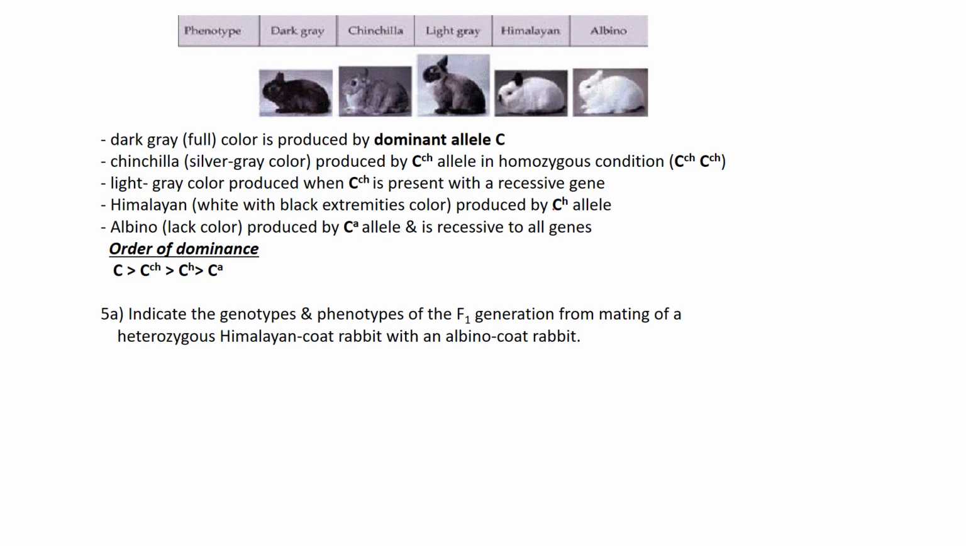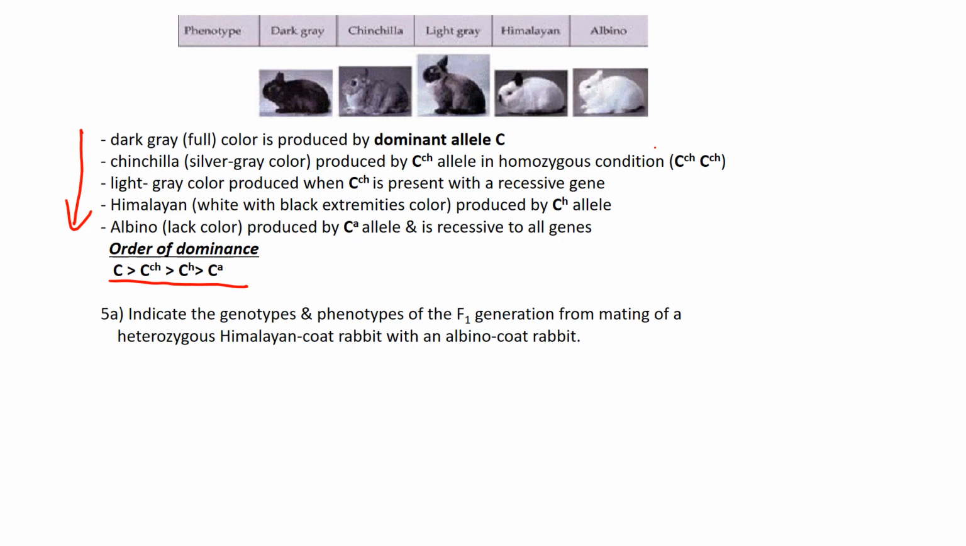Himalaya is produced with a C^h allele. And an albino, most recessive of all these traits, is produced with C^a and is recessive to all other genes. And then they give you the order of dominancy here, which we kind of see already just in the way that they laid out the question for us.